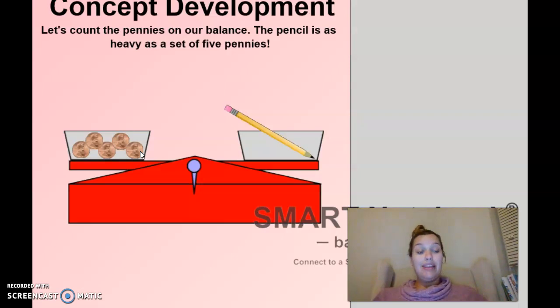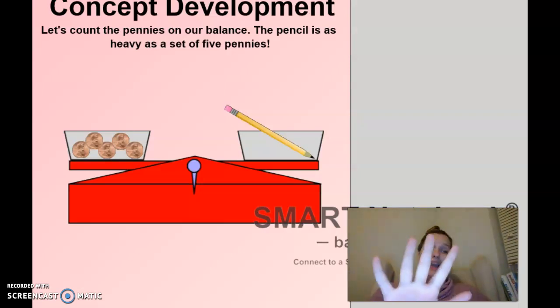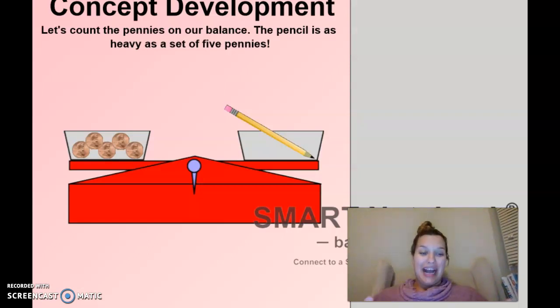So when our scale is balanced, it is even and straight across. And we know our pencil weighs as much as how many pennies? 5 pennies. Awesome job. So today for your exit ticket, you're going to look at some pictures and figure out what's lighter than or heavier. Sometimes I may ask you to see if they're equal or how many objects it took to make the scale balanced. So we learned a big vocabulary word today.